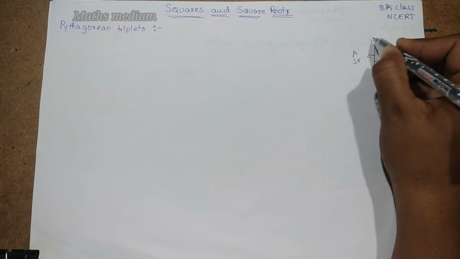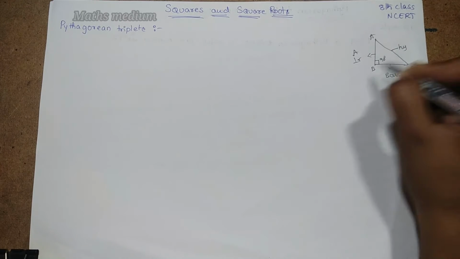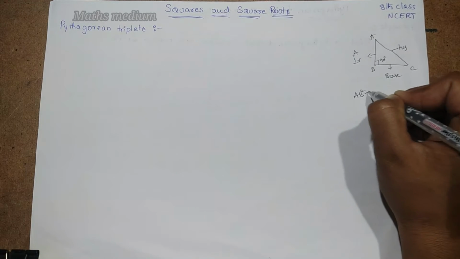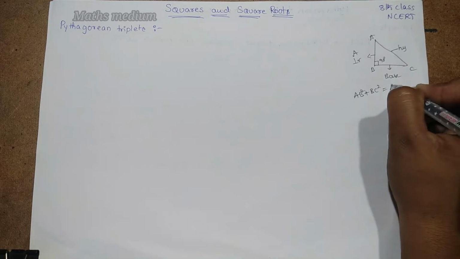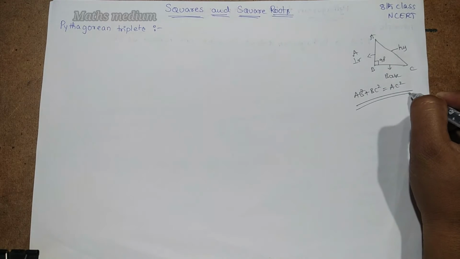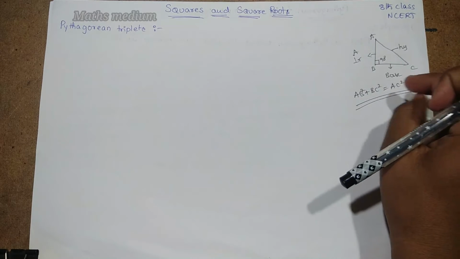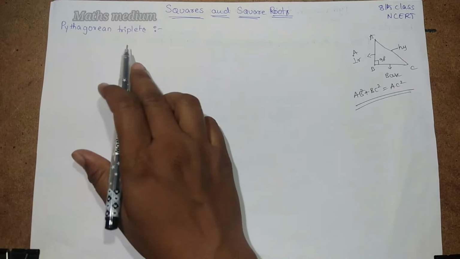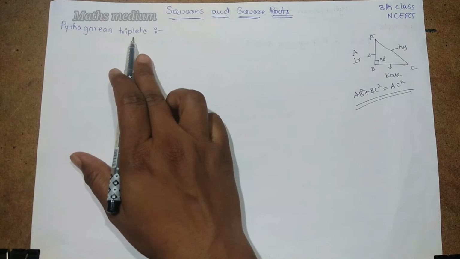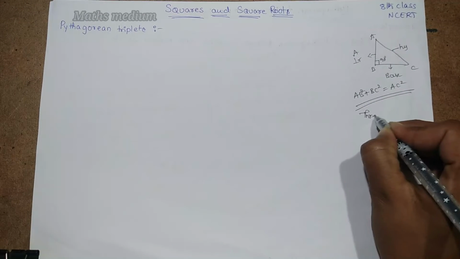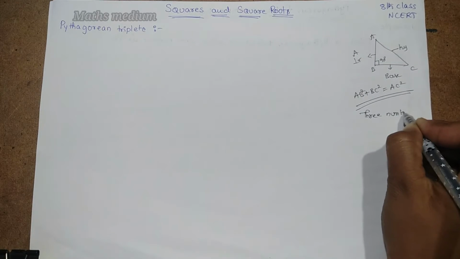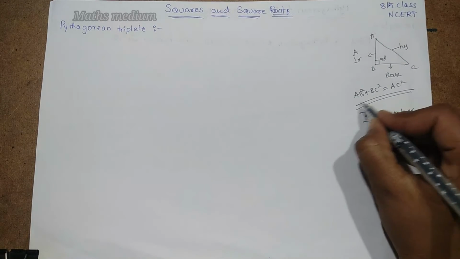In triangle ABC, the sum of AB square plus BC square is equal to AC square. This is the theorem we learn, the Pythagorean theorem, right? Based on this, we have Pythagorean triplets. It means three numbers that satisfy this condition.